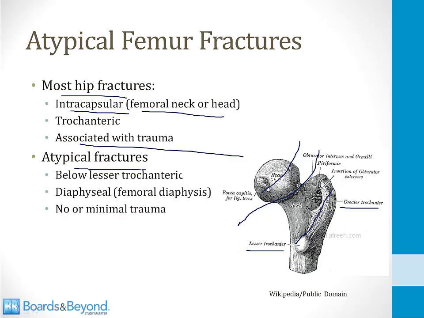Atypical femur fractures are femur fractures that occur below the lesser trochanter or in the diaphysis of the femoral bone, so-called diaphyseal fractures. So these occur below the trochanter here or down in the diaphysis. These often happen with no or minimal trauma, and they've been reported among patients taking the bisphosphonates, and they are a rare but serious complication of these drugs.